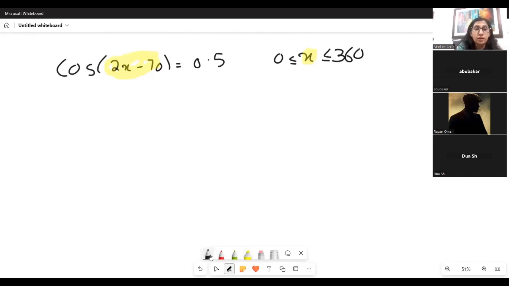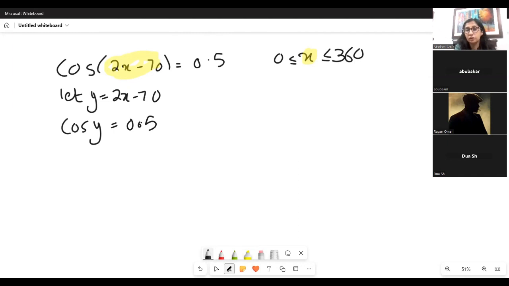So you start with let y equals 2x minus 70. So this becomes cos y equals 0.5. Next thing you need to do is write x in terms of y. So when you write x in terms of y, you get x would be y plus 70 upon 2. Right from here, make x the subject, so that's going to be y plus 70 upon 2. So I'm going to replace this x with y plus 70 upon 2.